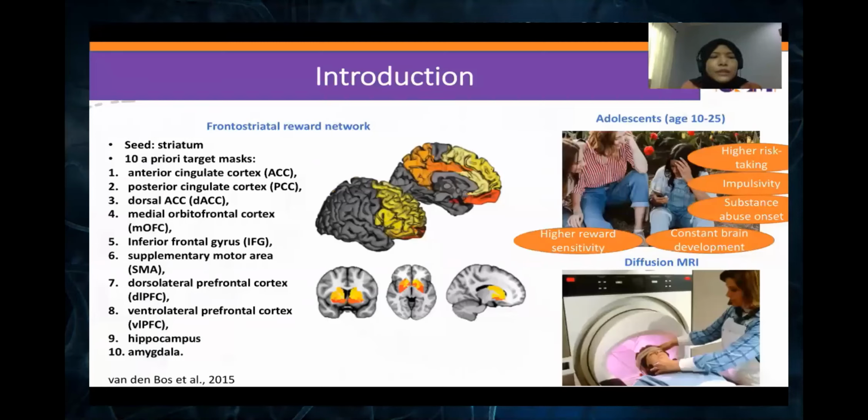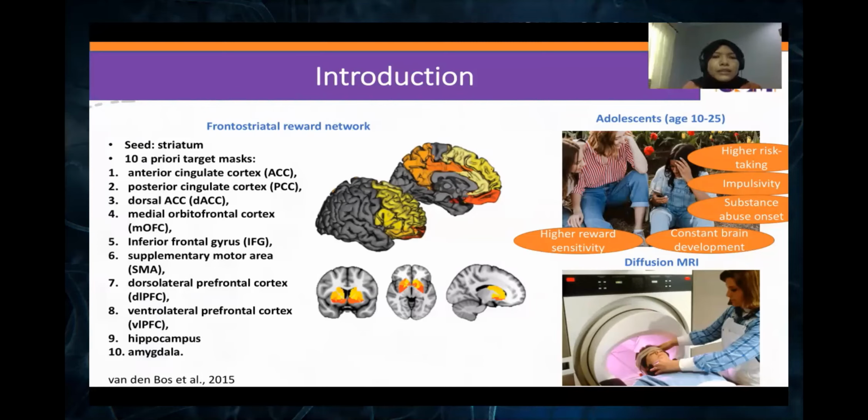So the reward network is the regions involved in processing and responding to reward stimuli. The reward structural connectivity has previously been studied, especially concerning reward sensitivity and addiction. So there were many previous studies. This is an example of a study that I show you by Vanderbosch and colleagues in 2015.